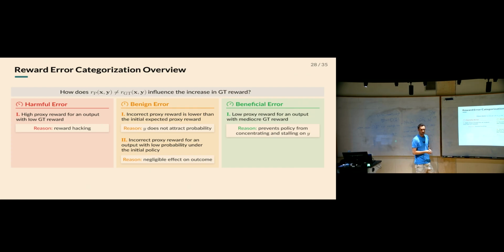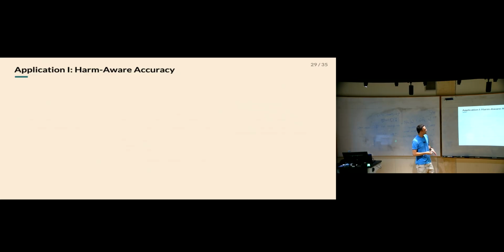Okay, this is a theoretical categorization of rewarders, and it has some nice practical applications that I'd like to show now. And the first one is that it can help us develop new measures to evaluate proxy reward functions.